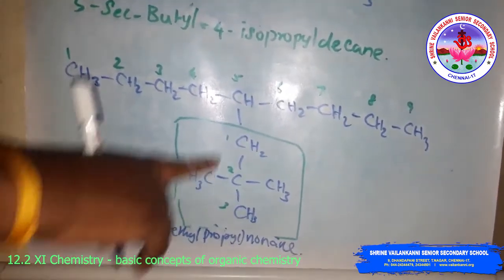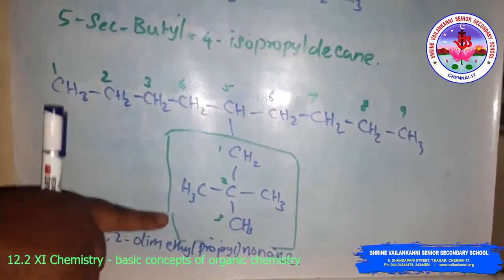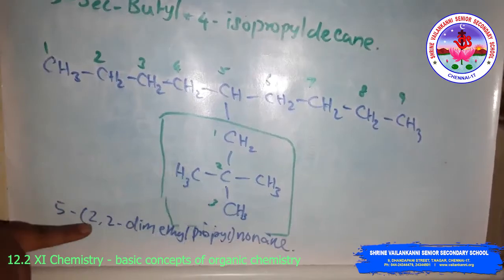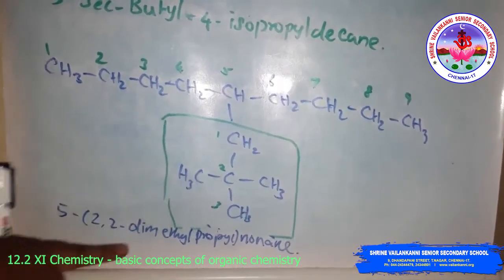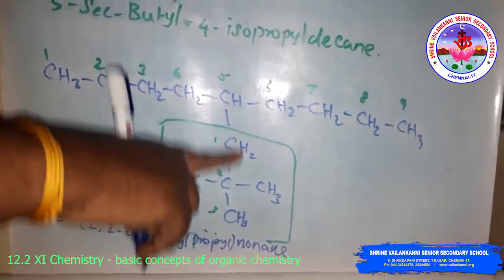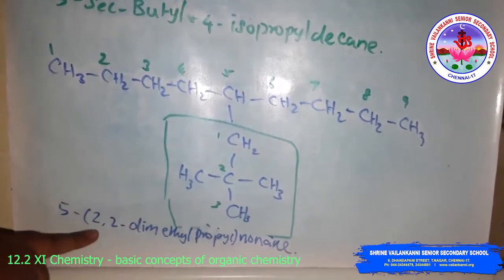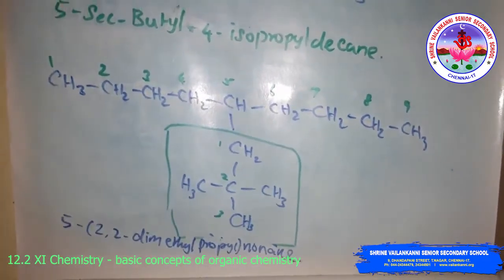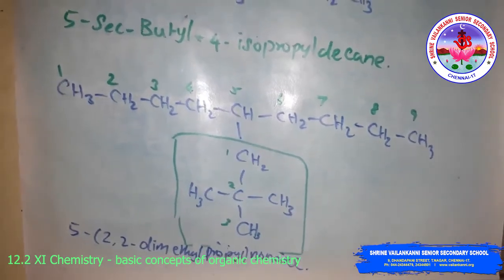The fifth position having one branch, that is a complex IUPAC name. So using this, second position having 2 methyl groups, so that 2,2 dimethyl. This is a propyl group, so that propyl. 2,2 dimethyl propyl, then nonane. Okay, then we will see the cyclic compounds.